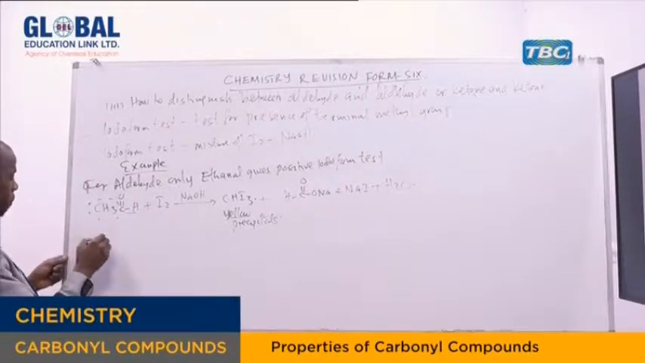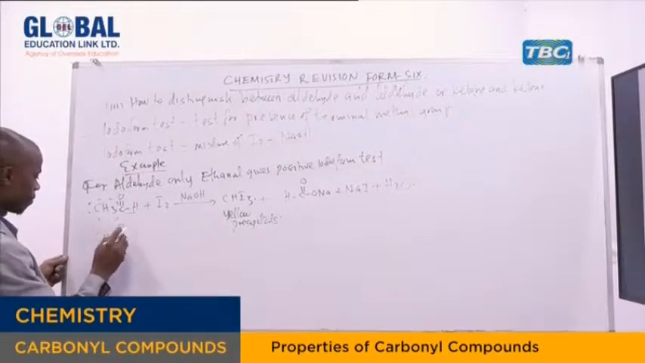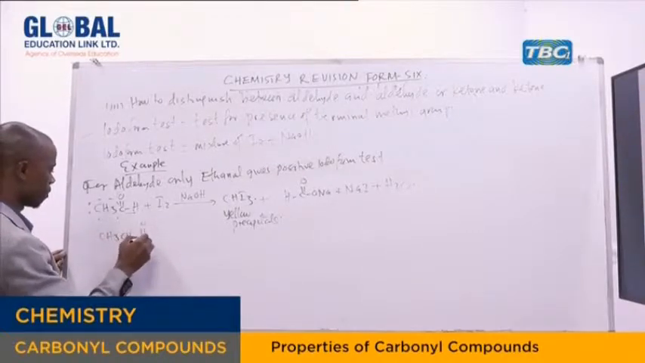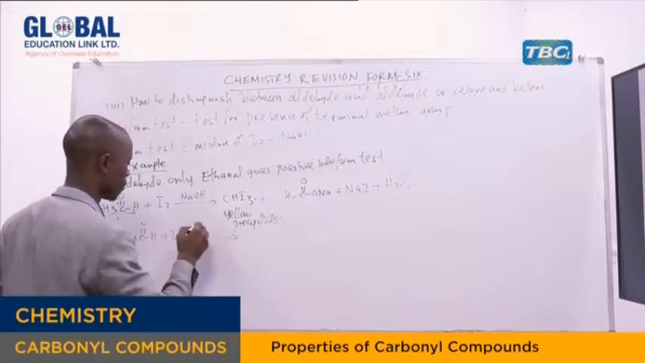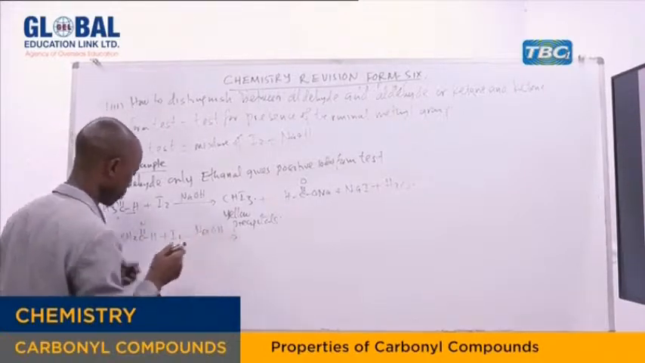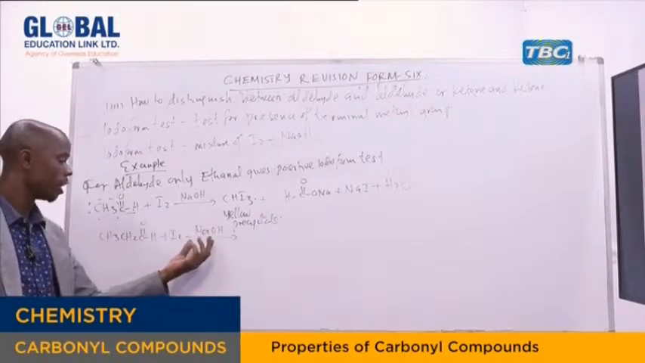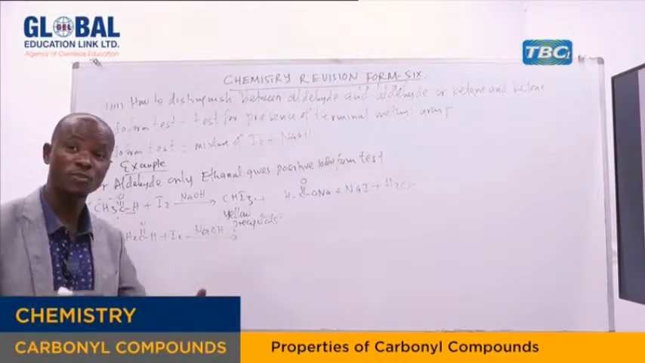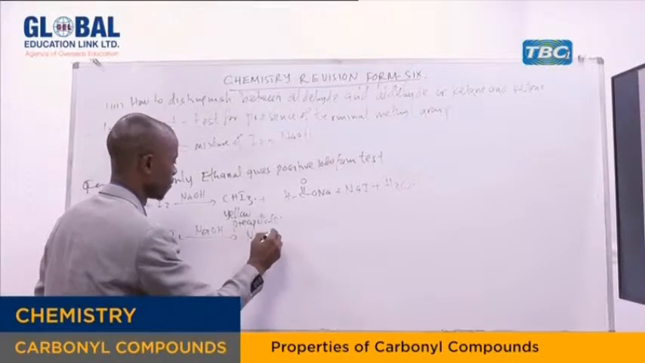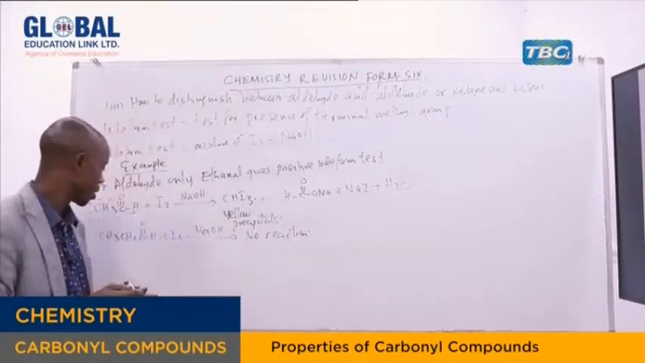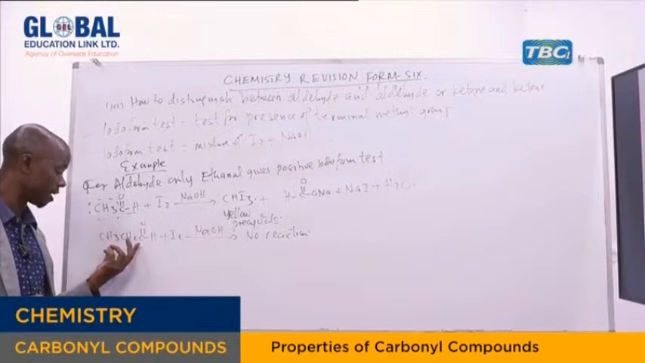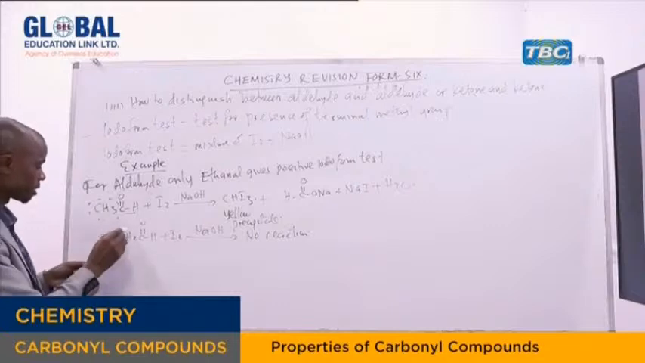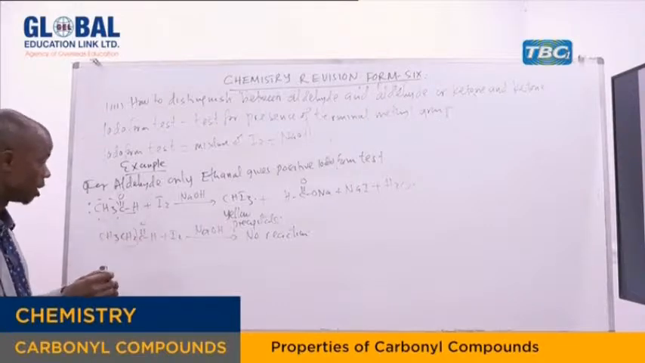But when you take, for example, propanol, when it is tested, mixed with the mixture of iodine and sodium hydroxide, there is no reaction. It gives a negative test. Why? Because propanol does not contain the terminal methyl group. What is present here is the ethyl group. So this one does not react with that mixture.